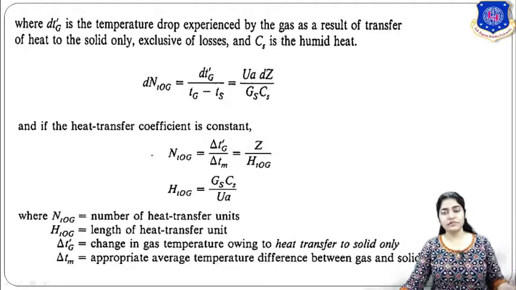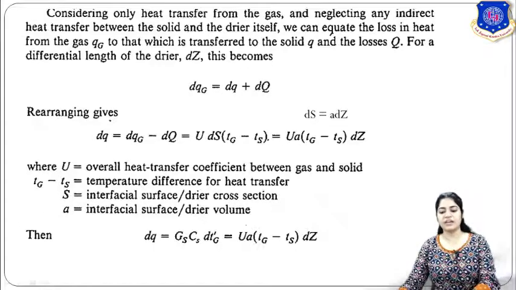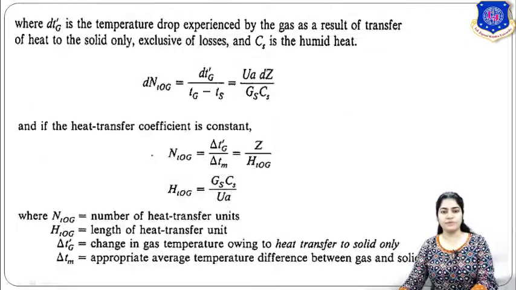Now, representing it in the form of number of transfer units, NtOG is the number of transfer units. That is equal to the differential heat loss upon the actual heat loss. Tg minus Ts is the actual heat loss, and dTg is the differential heat loss. This term is again equal to UA into dz upon Gs into Cs. So what we did here is nothing but rearrange the equation which we obtained below.